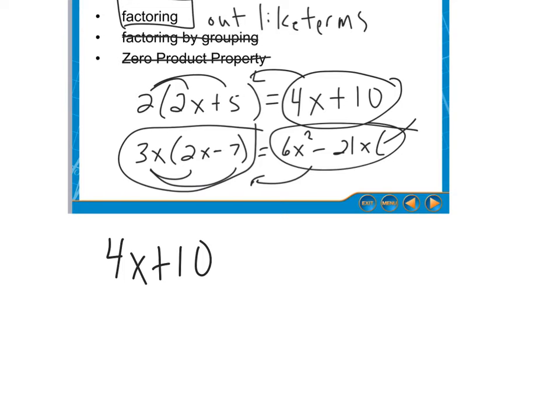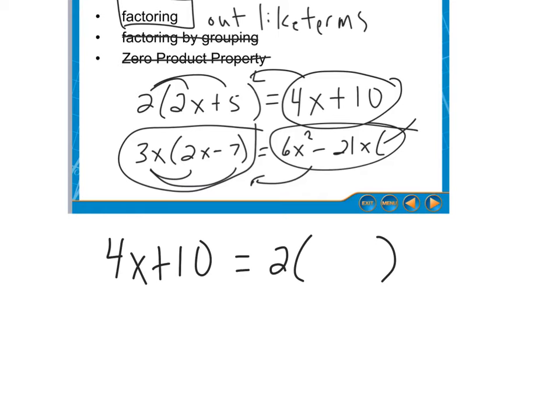And so 2 works. However, there's also an x there. Can I pull an x out of both terms? No, because 10 does not have an x. So the only thing I can pull out is a 2. And so what we do is we say, all right, I'm going to have 2 times something.